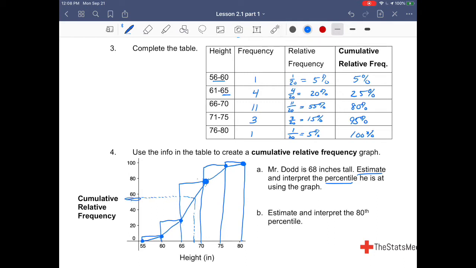About what percentile? Well, it's more than halfway between 40 and 60. So let's just call it the 55th percentile. What does that mean? It means that 55% of students are at or below my height. So let's estimate the 80th percentile, estimate an 80 and interpret. So here we would find 80.